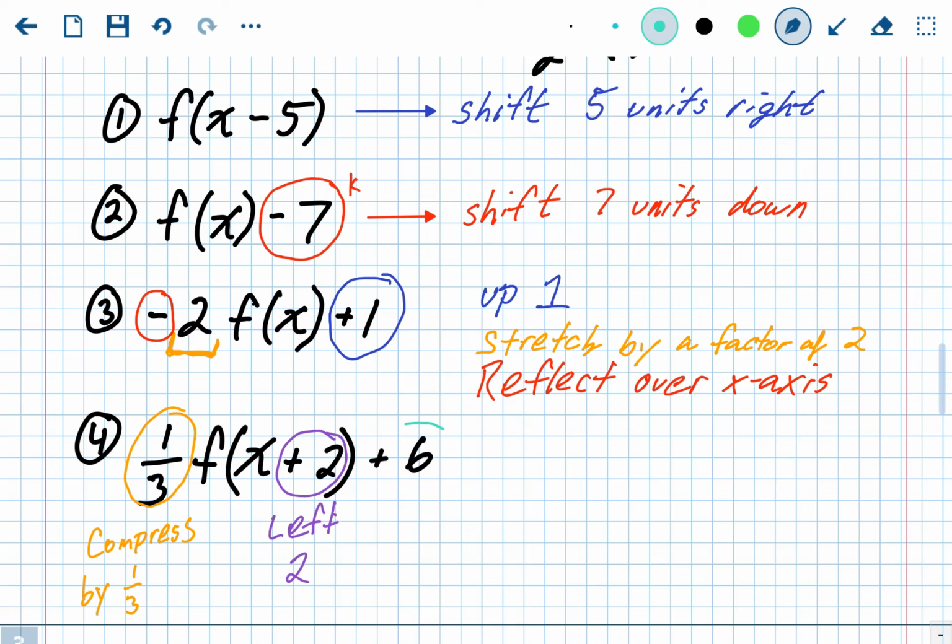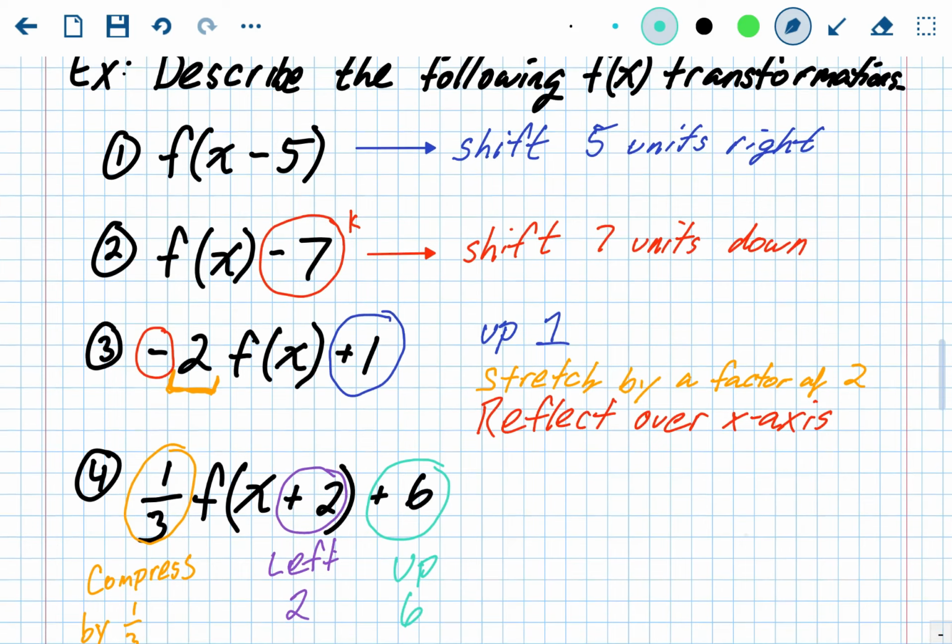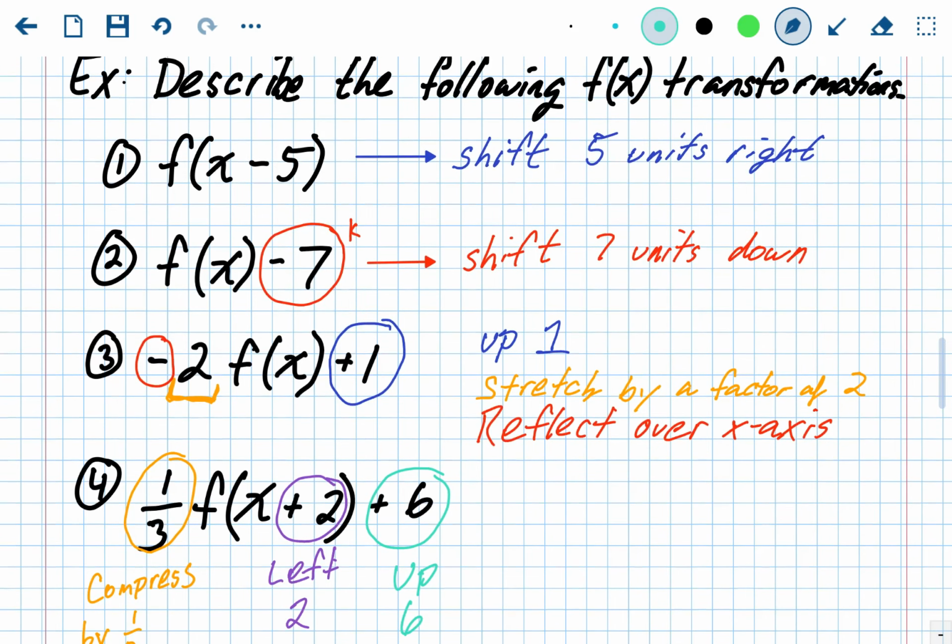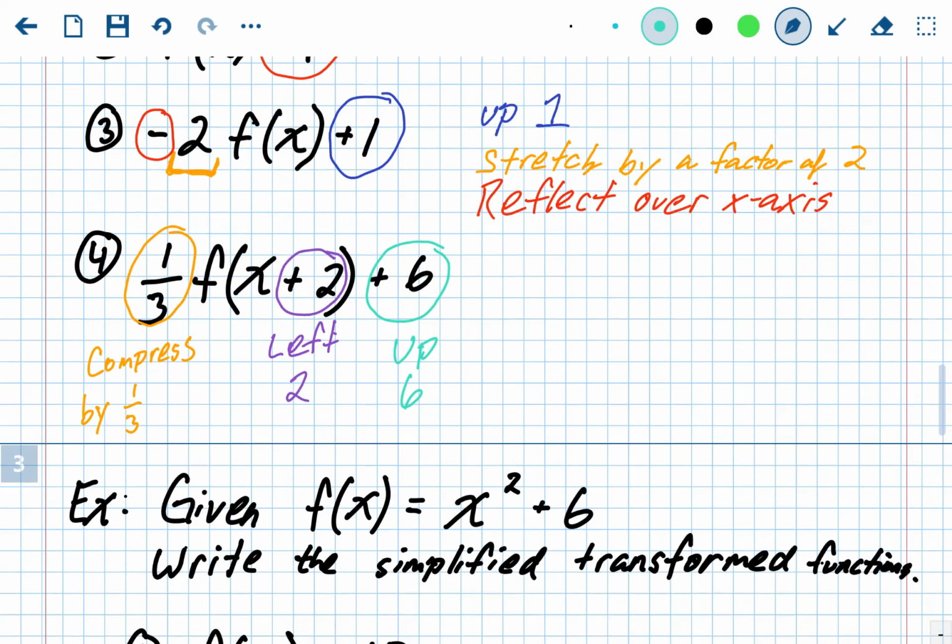And then finally the +6 on the outside means your graph is going to shift up 6 units. Right? So those are kind of all the different ways you could affect a function. Alright, let's do a specific function now.